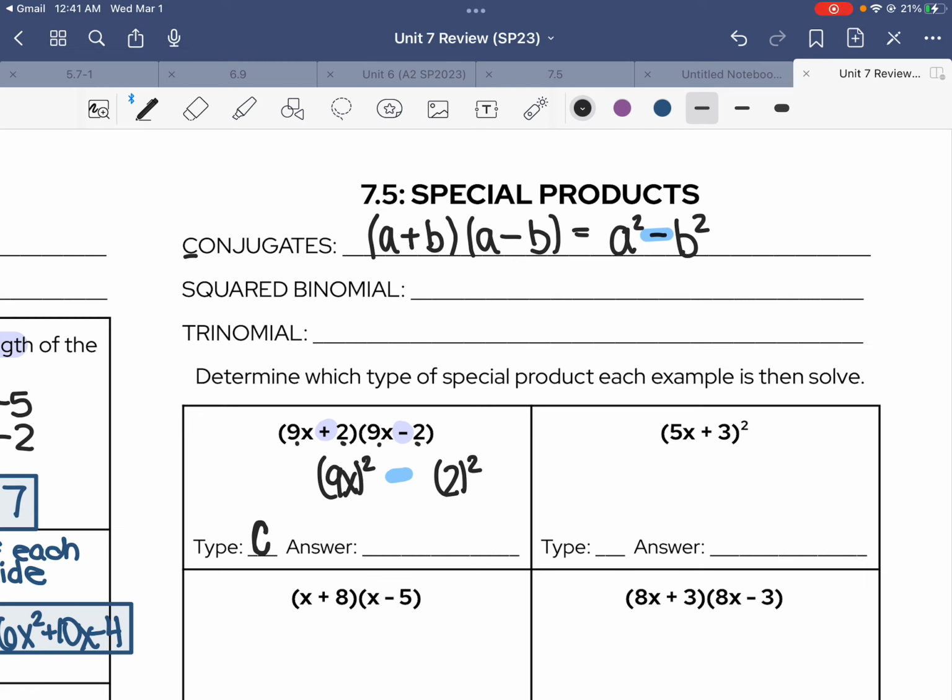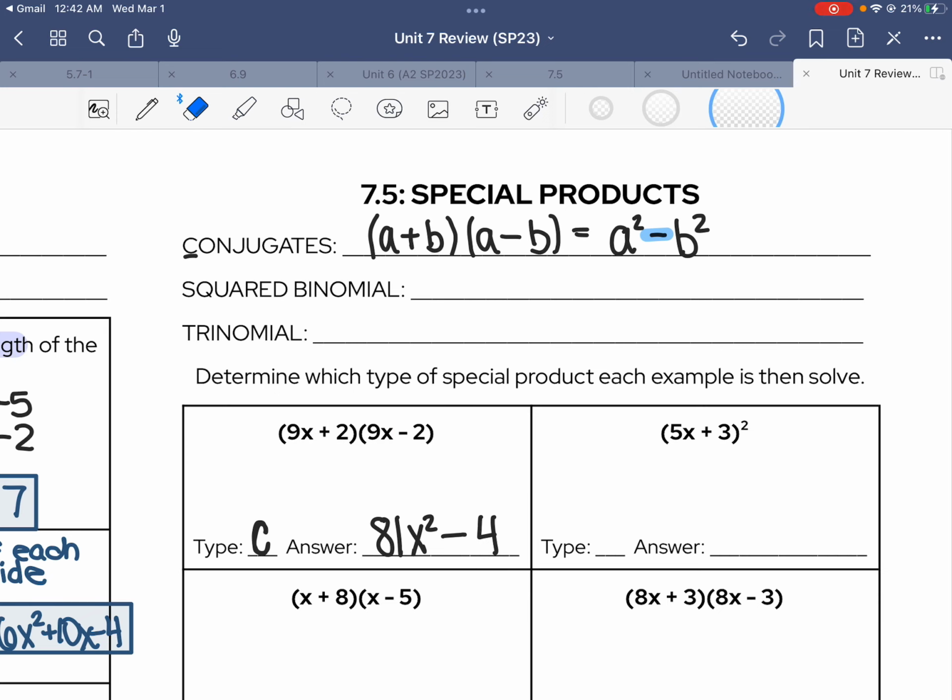So I know that 9 squared, or 9 times 9, is 81. And then x squared is x squared. I also know that 2 squared is 4. And we just put a minus in between them. That's a conjugate. If you don't want to do it that way using a special product, you are always welcome to use FOIL, 9x times 9x, 9x times negative 2, 2 times 9x, or 2 times negative 2.